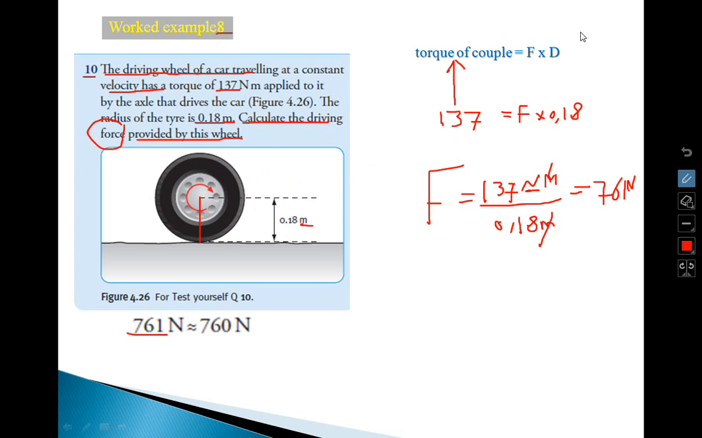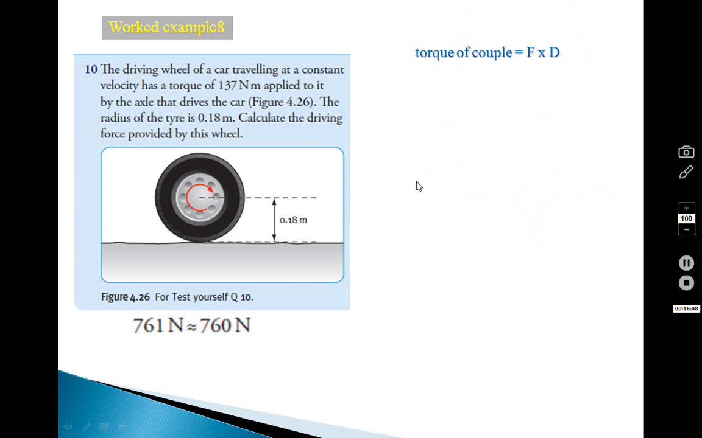So we write the formula here. The torque of a couple is equal to force times perpendicular distance. The torque of 137 Newton meter is given in this question, we need to find F, and the distance is 0.18 meter. So F is equal to the torque of a couple over D, which is equal to 761 Newton.